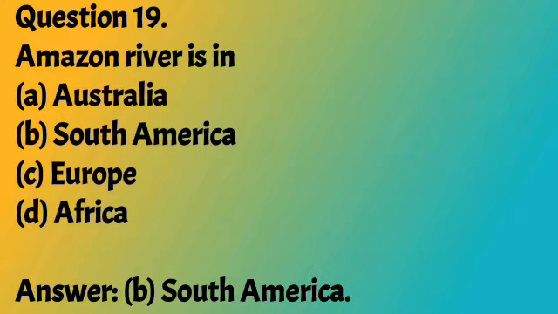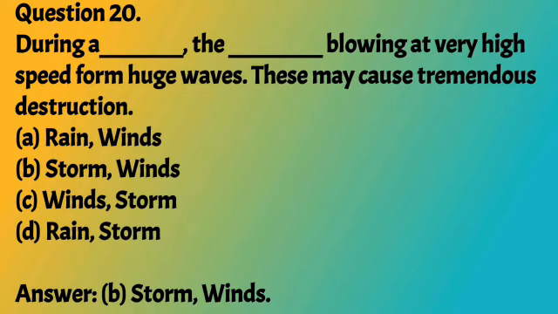Question 19. Amazon River is in A. Australia, B. South America, C. Europe, D. Africa. Answer B. South America.